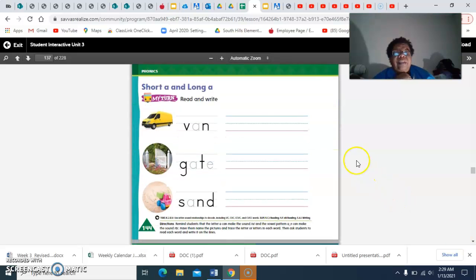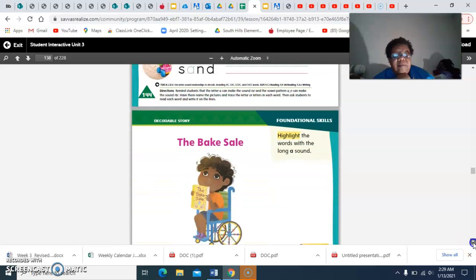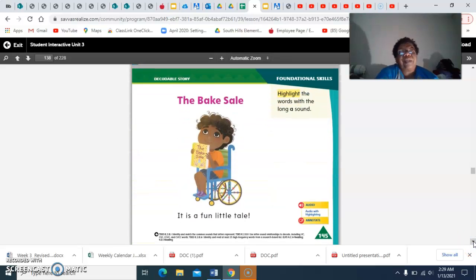You have the short A and long A. To practice, sound out your words. It gives you the picture. Try to sound it out, and then you'll practice writing your word 2 times. Then you have your story this week called The Bake Sale.